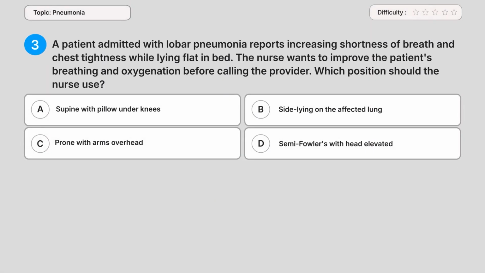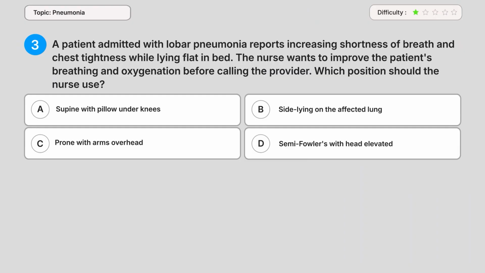Question 3. A patient admitted with lobar pneumonia reports increasing shortness of breath and chest tightness while lying flat in bed. The nurse wants to improve the patient's breathing and oxygenation before calling the provider. Which position should the nurse use?